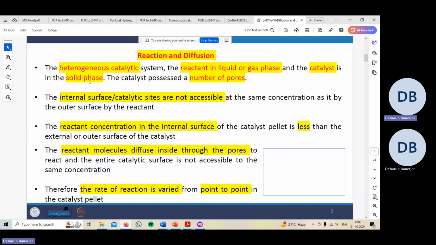So in a heterogeneous catalytic system, the reactant is in the liquid or gas phase and the catalyst is in the solid phase. The catalyst possesses a number of pores. The internal surface or catalytic sites are not accessible to the reactant at the same concentration as the outer surface. So the reactant concentration on the internal surface of the catalyst pellet is less than at the external surface. What happens is the rate of reaction varies from point to point in the catalyst pellet.